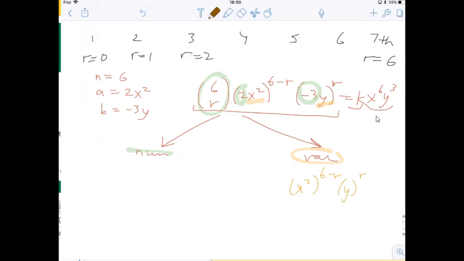And then the number parts, I'm going to put over here by number, I'm going to put 6 chooses r times 2 to the 6 minus r times negative 3 to the r. Do you see how I separated everything? I separated the green stuff, I put it on the left. I took the orange stuff, I put it on the right.